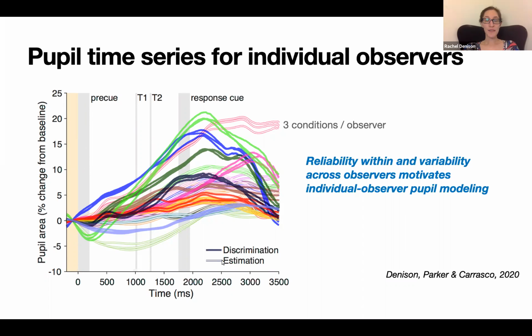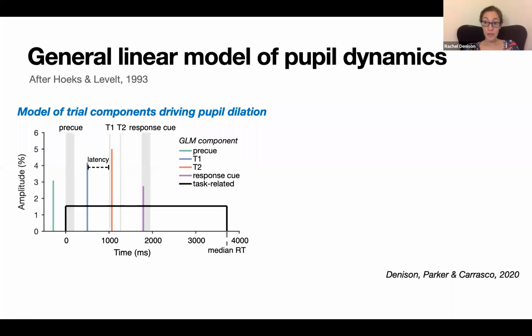So we used a general linear modeling framework to model the pupil time series across a trial. And we did this on an individual observer basis, which is motivated by the fact that we do see this very reliable pupil time series within individual observers. So let me explain this general linear model framework.